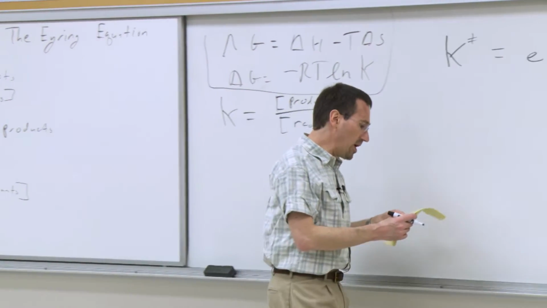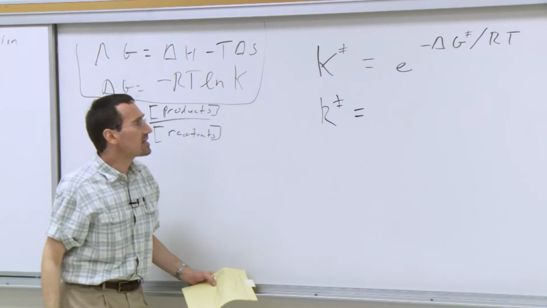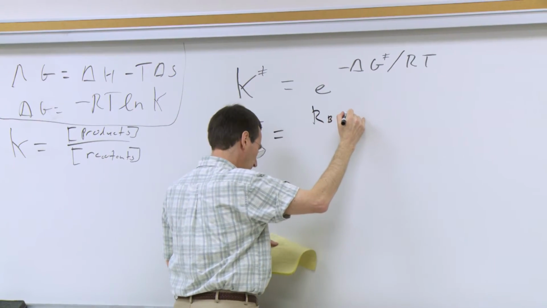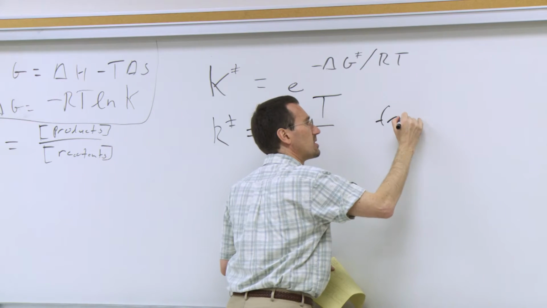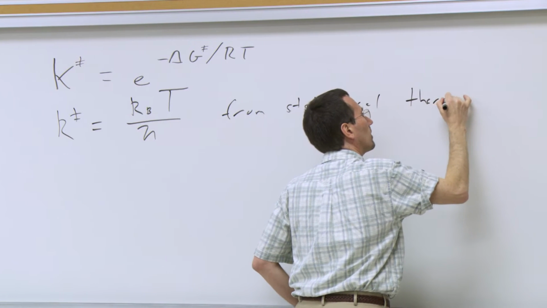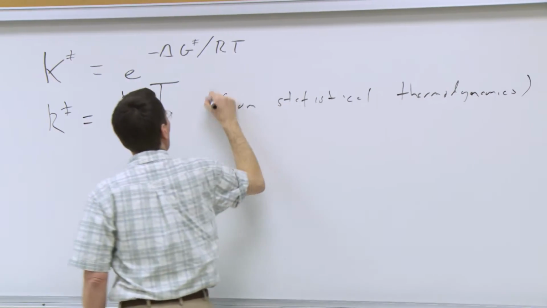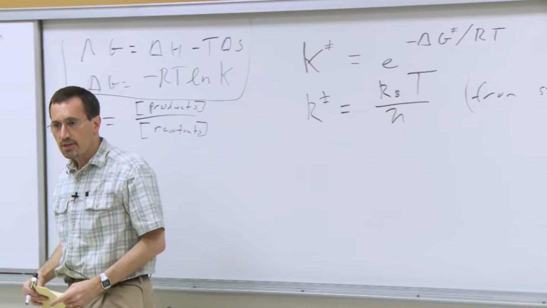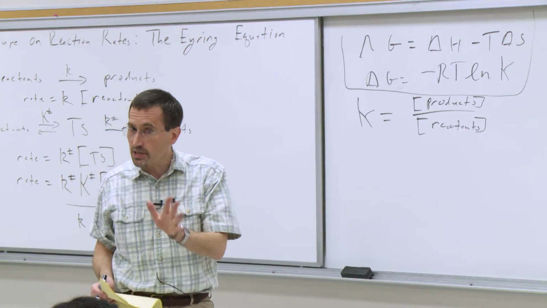Now I want to throw one thing at you that we're not going to deal with any sort of derivation on, and that is the rate constant k double dagger is equal to k Boltzmann times temperature over Planck's constant h. This comes from statistical thermodynamics. If you've had physical chemistry, you've probably seen something like that, but we're just going to take that.